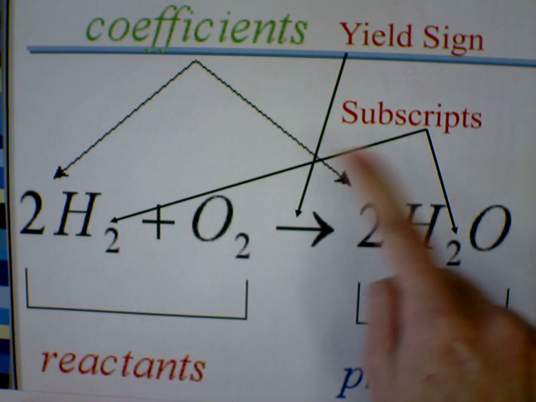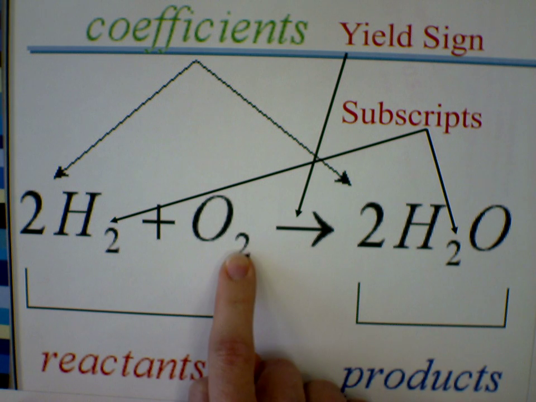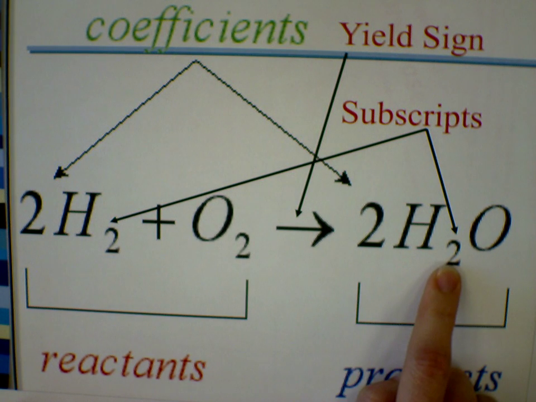So the coefficients are written out front. These arrows are pointing to subscripts. We could also have an arrow pointing here and here. Subscripts are very different from coefficients. We'll talk about that in a second.